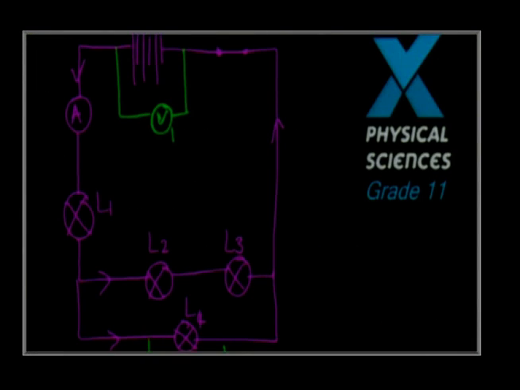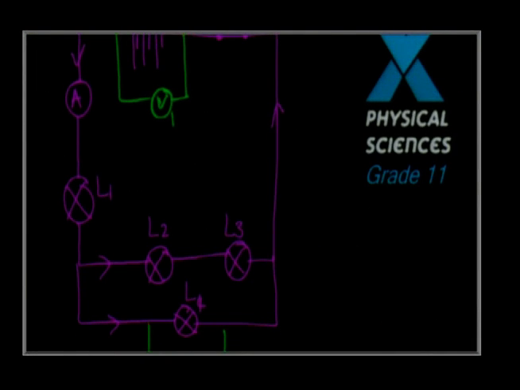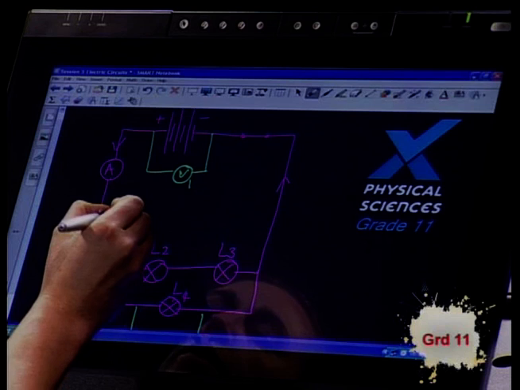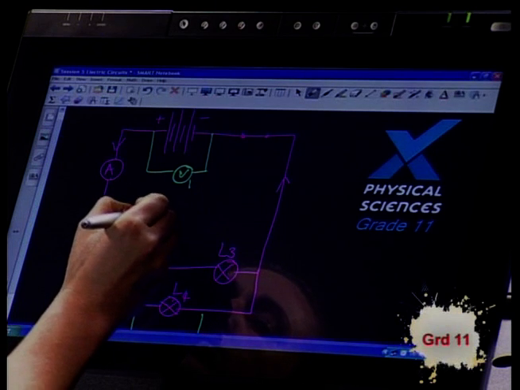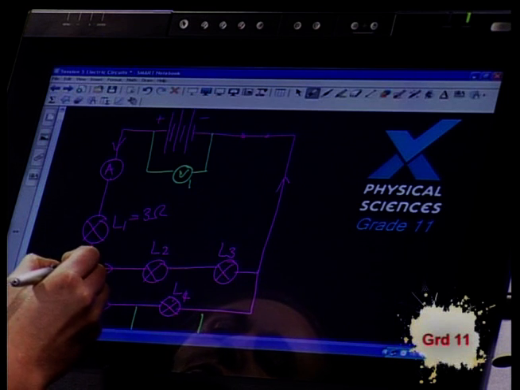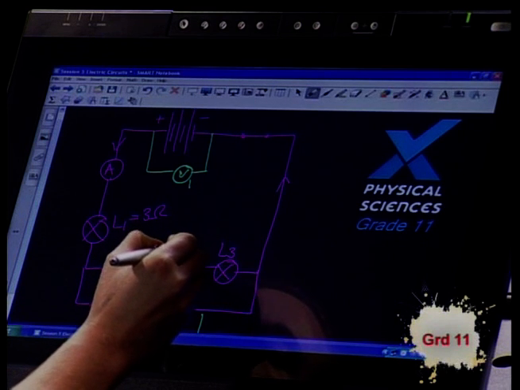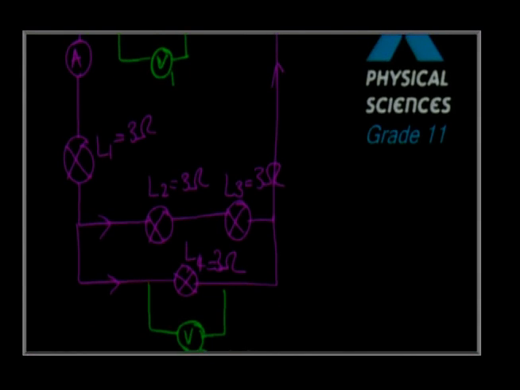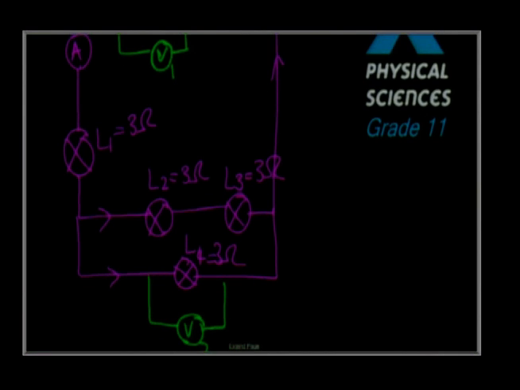I've cheated a little bit, and I've already gone and drawn the diagram. So if we look over here, there are 3 cells. They are connected in series. We've got our ammeter that is connected in series with light bulb 1. Remember, light bulb 1 has a resistance of 3 ohm. Then we've got our first parallel branch. Light bulb 2 has got a reading of 3 ohm. Light bulb 3 has got a reading of 3 ohm. Light bulb 4 is on our second branch, also has a reading of 3 ohm. And there we've got voltmeter 1 and voltmeter 2 at the bottom here that is connected over these ones.